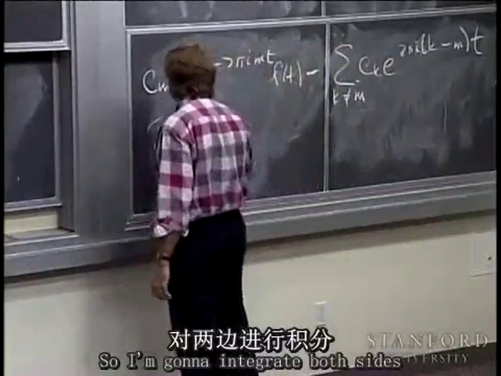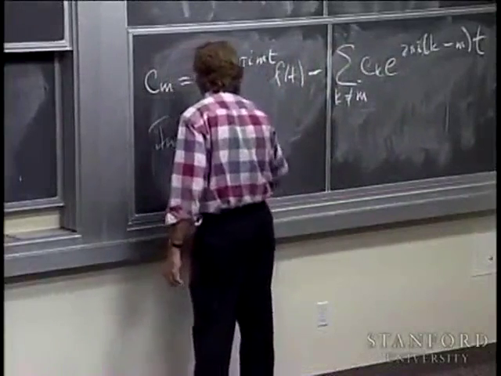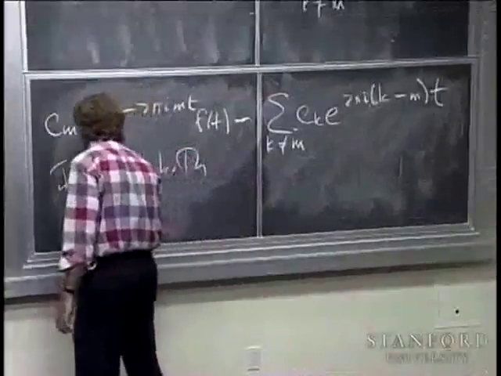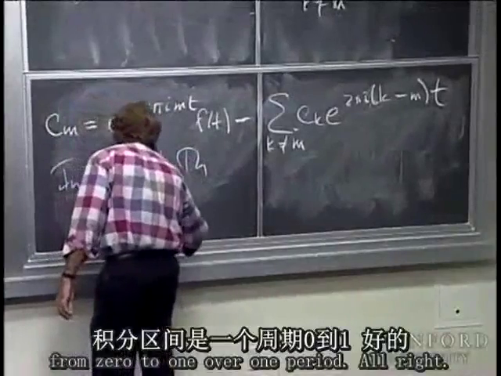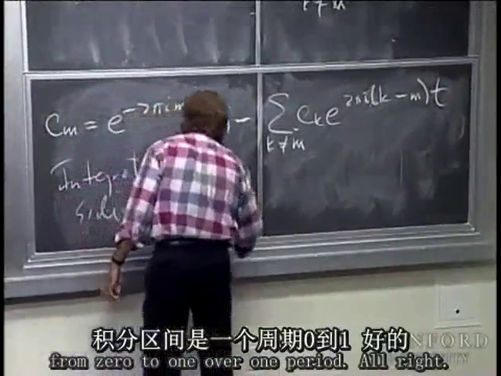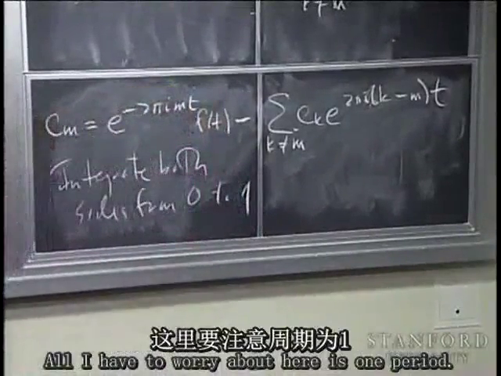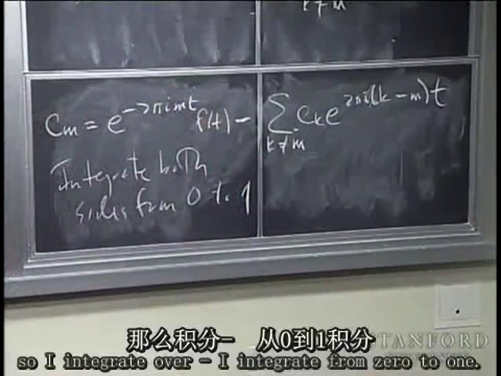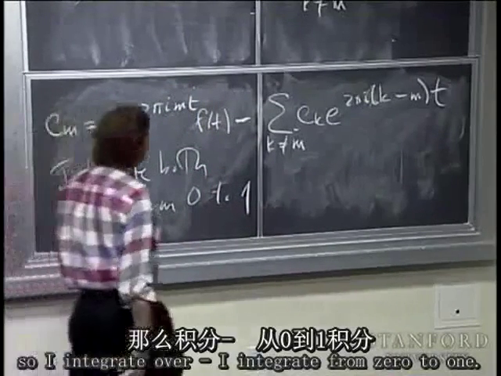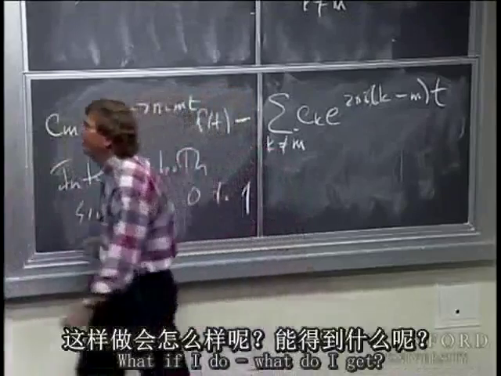So I'm going to integrate both sides from 0 to 1, over one period. All I have to worry about here is one period. Everything's periodic with period 1. So I integrate from 0 to 1. What do I get?